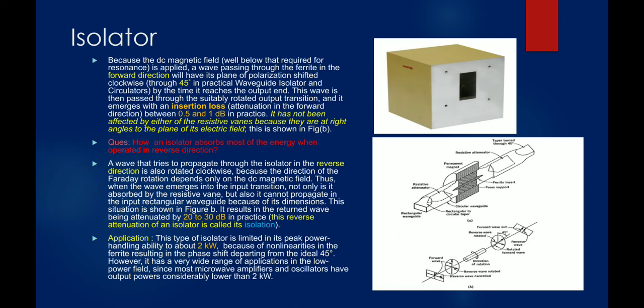So we have seen the insertion loss, that is 0.5 to 1 dB, and the isolation of the Faraday isolator is in the range of 20 to 30 dB. So what are the applications now? This type of isolator is limited to 2 kilowatts as the maximum power handling capacity because of non-linearity in the ferrite, resulting in the phase shift departing from the ideal 45 degrees. However, it has a very wide range of applications in the low power field, since most microwave amplifiers and oscillators have output powers considerably below 2 kilowatts.